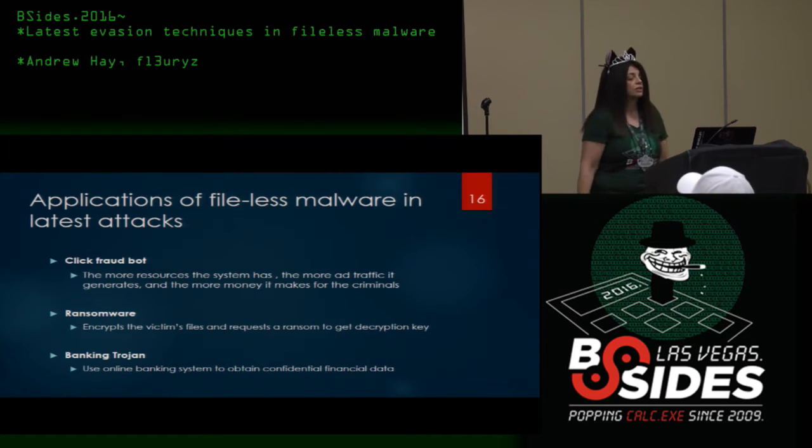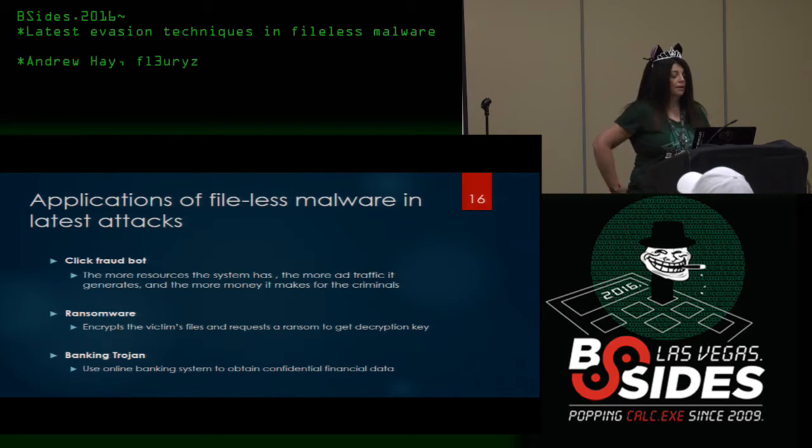So what are the applications of fileless malware in the latest attacks? We have seen click fraud bots. The more resources the system has, the more traffic it generates, and the more money it makes for the criminals. It has also been seen in ransomware attacks, where they encrypt the victim's files and request a ransom to get the decryption key. Also seen in banking trojans, where they use the online banking system to obtain confidential financial data.